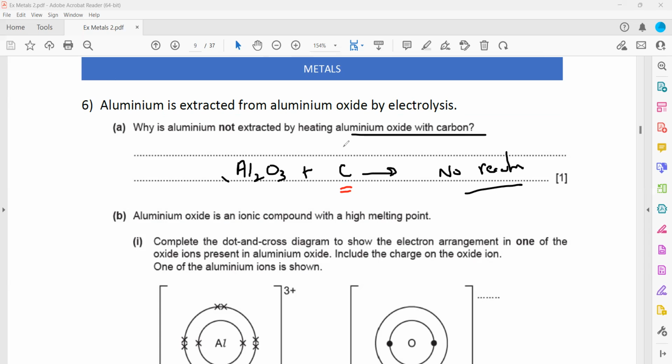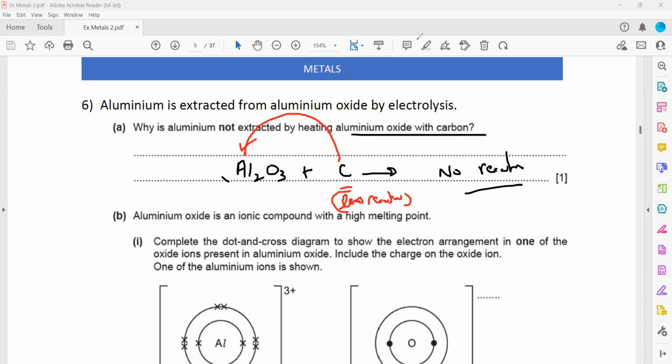Why by electrolysis only? Because carbon is weaker, it is less reactive. That's right. There is no displacement. So carbon is less reactive, it cannot displace aluminium. So the answer is that carbon is less reactive and cannot displace aluminium. That's why this reaction will not occur.